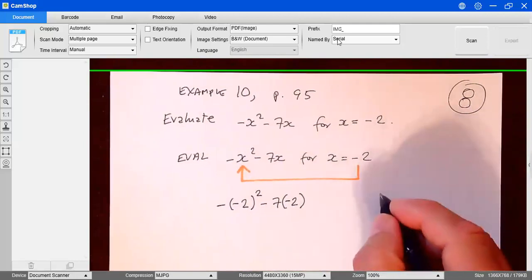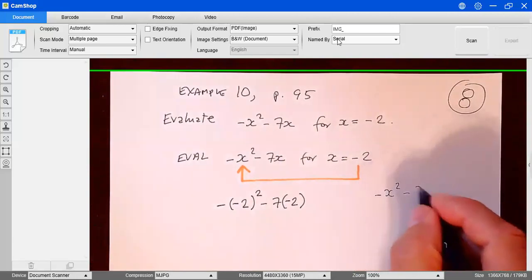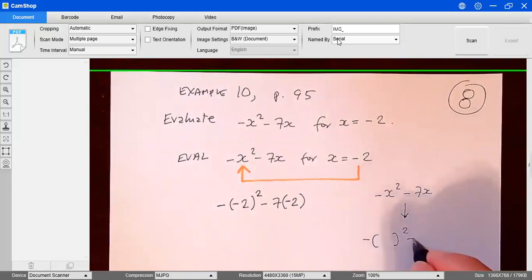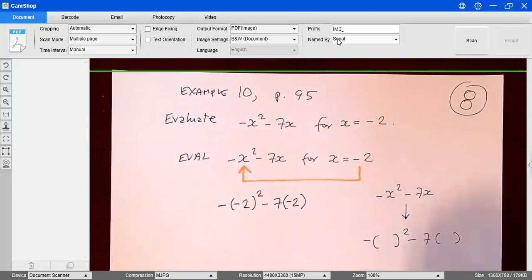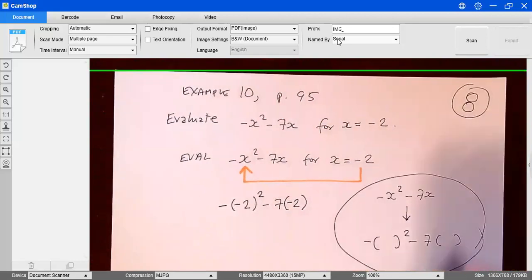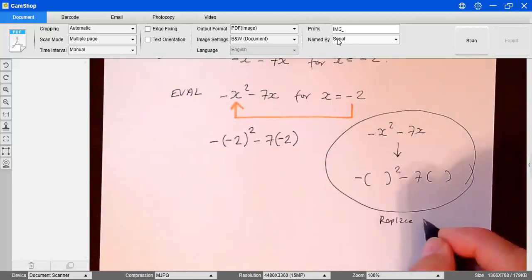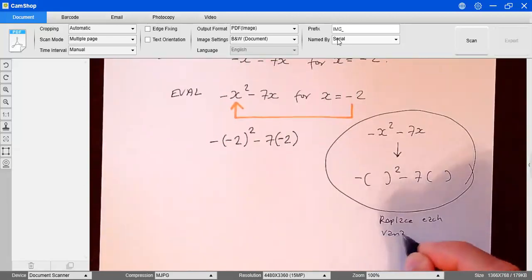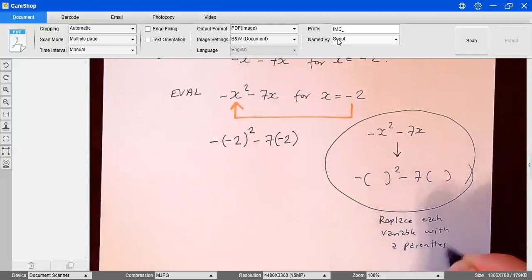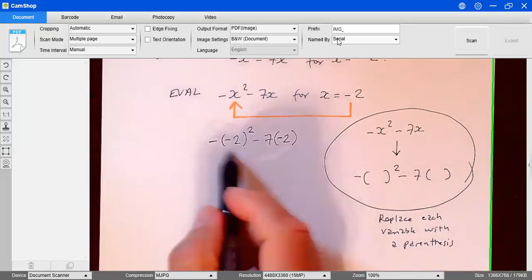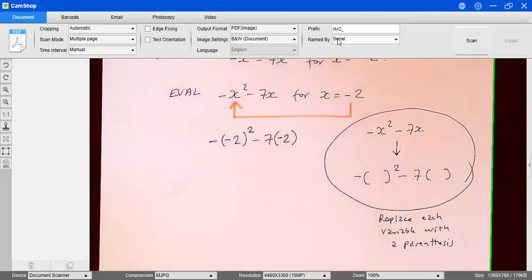I'm going to write this here. So you're going to replace every x with a parenthesis. So this is the importance. So you're going to replace each variable with a parenthesis. This is important. Otherwise, you're going to make mistakes. Once you get this, it is a simple process because this is what you have been doing so far.